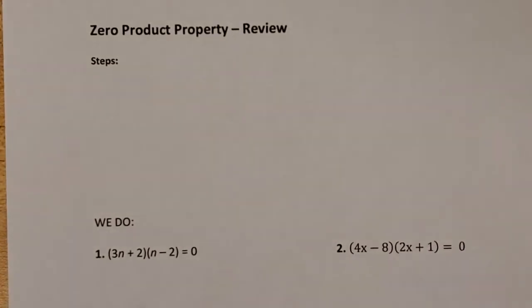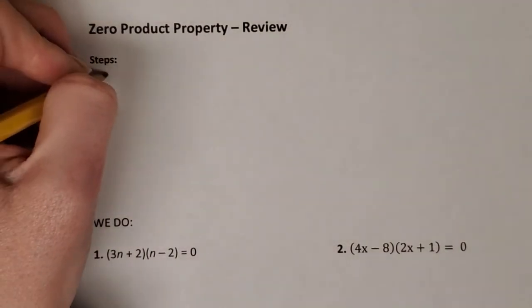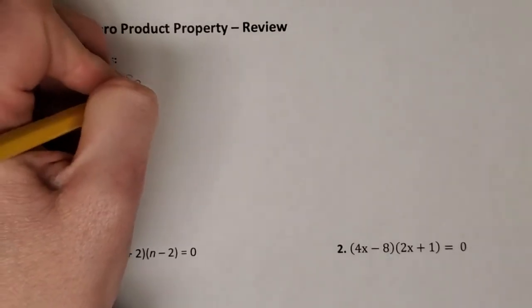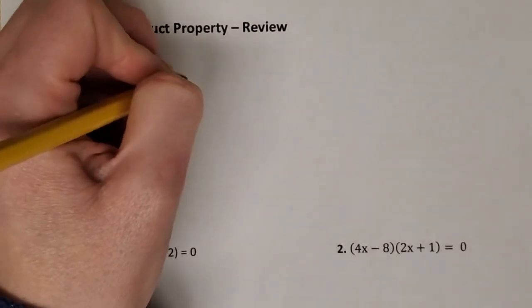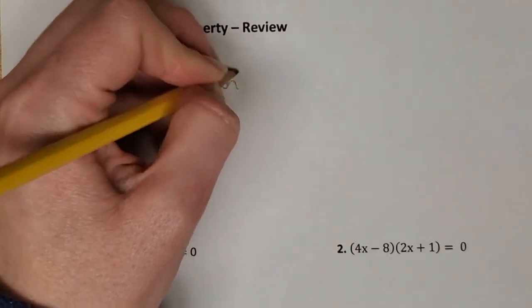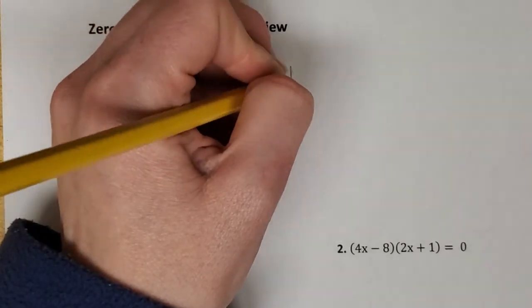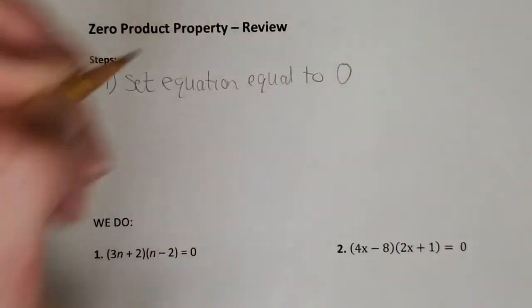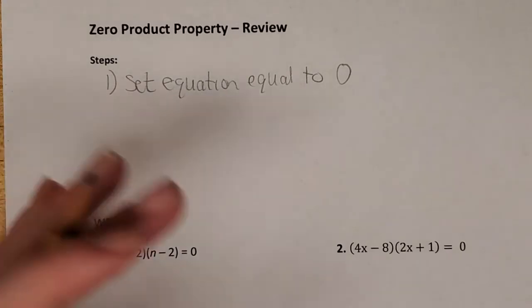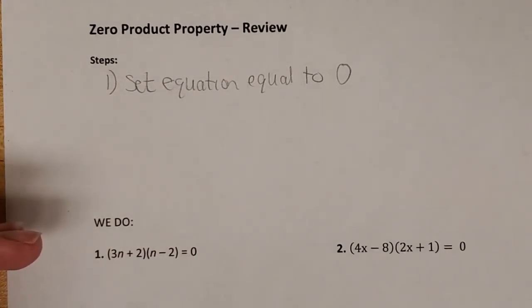Okay, today's lesson is on the zero product property. So to solve using the zero product property, our steps, the first step is set the equation equal to 0. So what that means is you want to make sure that you move all your terms to one side, and that way there's a 0 on the other side.